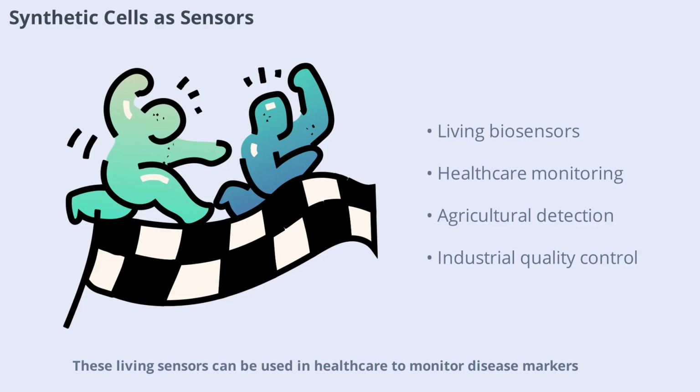These living sensors can be used in healthcare to monitor disease markers, in agriculture to detect soil nutrients, or in industry to ensure product quality. The ability to program cells as biosensors opens up new possibilities for real-time monitoring and control.